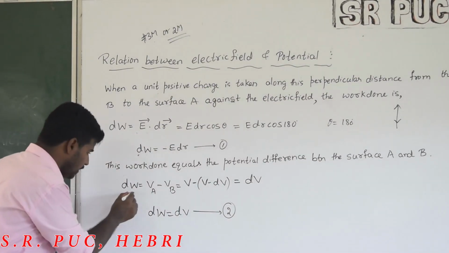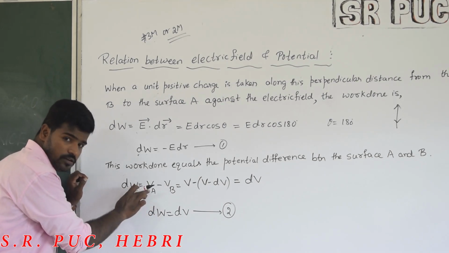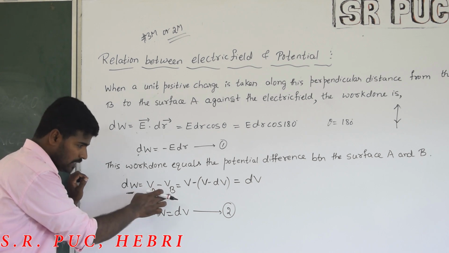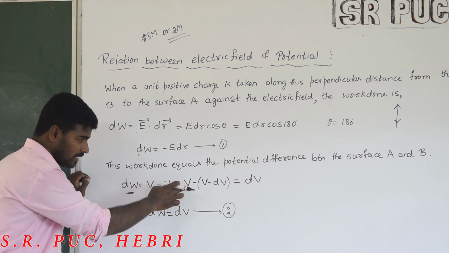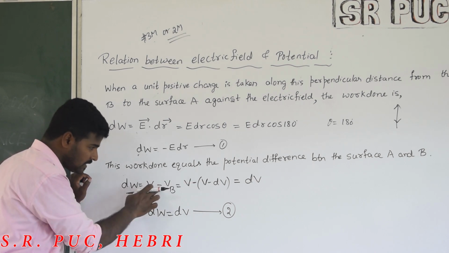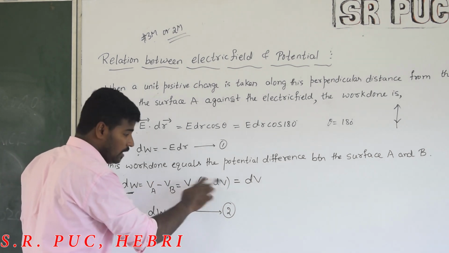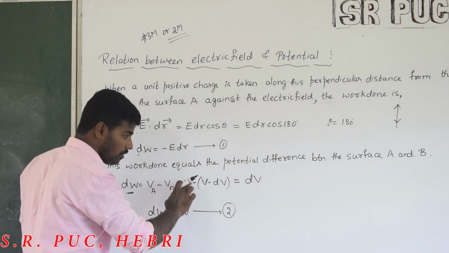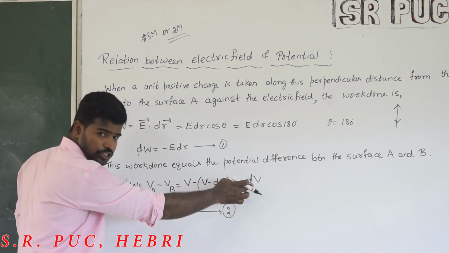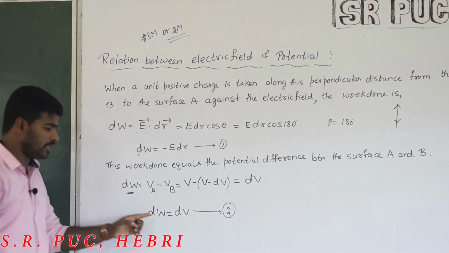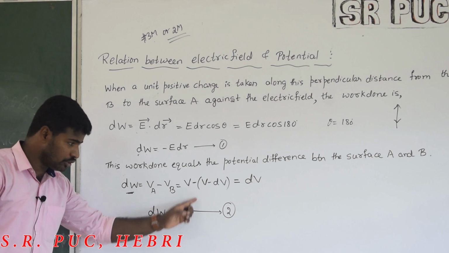Therefore the change in work done dW is equal to VA minus VB. VA is the potential on the surface A, and VB is the potential on the surface B. The potential on the surface A is V itself, and the potential on the surface B is V minus dV. Therefore, minus of V gets cancelled out, and minus of minus will be plus. Therefore, the change in work done is equal to the change in potential, which is expressed by the term dV. Therefore, dW is equal to dV, equation 2.